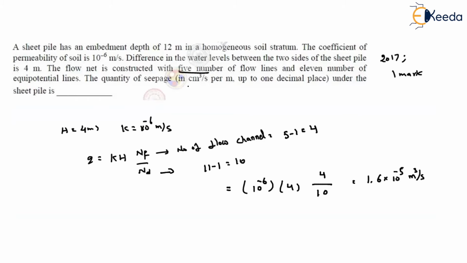But we need the answer in centimeter cube per second per meter width. So if you convert this into centimeter cube per second, then you will get 1.6 centimeter cube per second. So that's what I'm telling you. Blindly, if you enter this answer, then your answer is wrong. Why? Because you have entered your answer in meter cube per second, but we have to enter it in centimeter cube per second. So always remember.